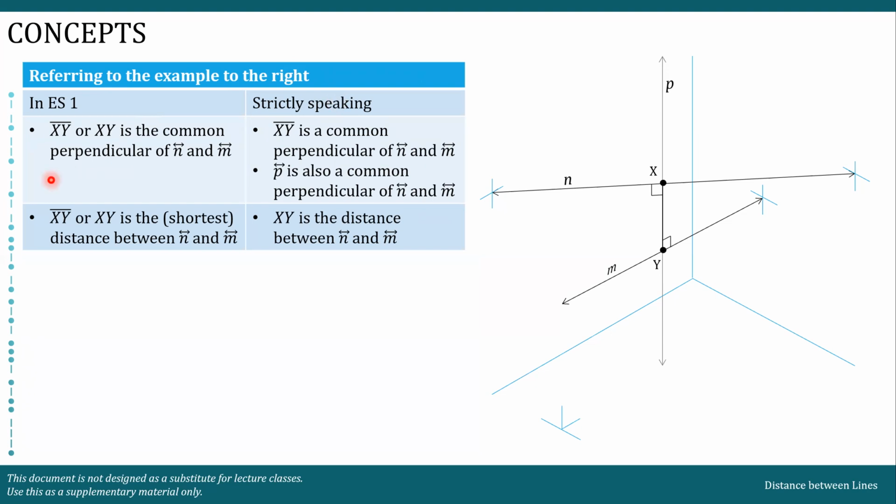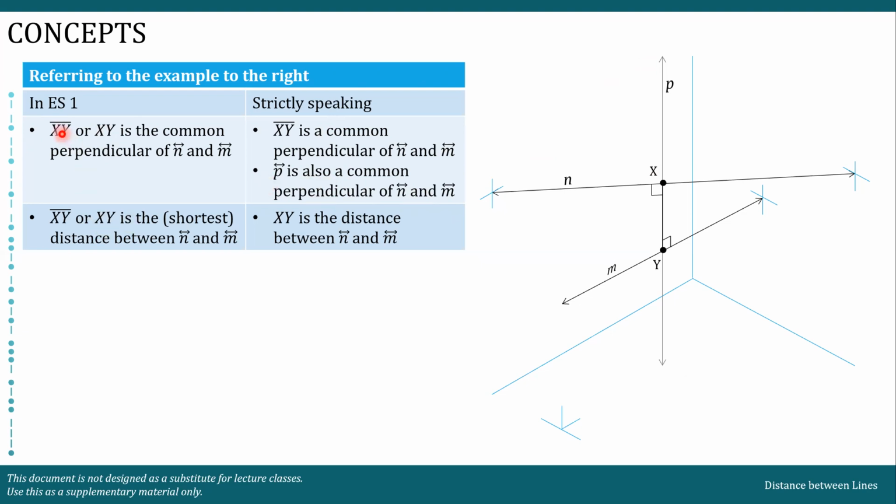Referring to the example to the right, XY with bar, yung merong bar sa taas, kahit walang bar, XY with bar or XY without bar is the common perpendicular of N and M. Pero strictly speaking, XY with a bar on top is a common perpendicular of N and M. P is also a common perpendicular of N and M.